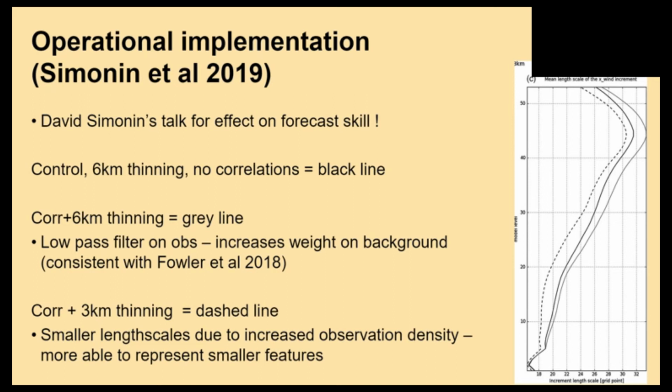And then we did another experiment where we reduced the thinning. So we used the correlated observation error covariance matrix and 3 kilometer thinning. So we had 4 times as many observations in the assimilation, and that's the dashed line. And you can see there that you've got smaller length scales. So the increased observation density combined with the correlations means that you're more able to represent the smaller features. So that was very nice, and I'll let him tell you all about the improvements that were found in forecast skill.